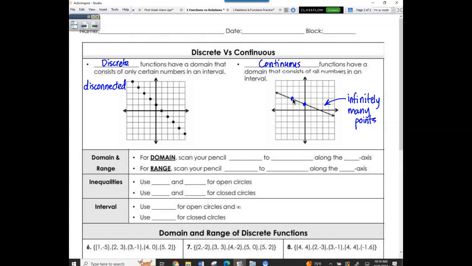Alright. Now we're going to look at these parts right here where you're going to start identifying characteristics of functions. So first we've got domain and range. To check for the domain on a graph, you're going to scan your pencil from left to right. And you're looking at the values along the x-axis, okay? To check for the range, you're going to scan your pencil from low to high, which makes sense because that is the y-axis. So domain is the x values, range is the y values.